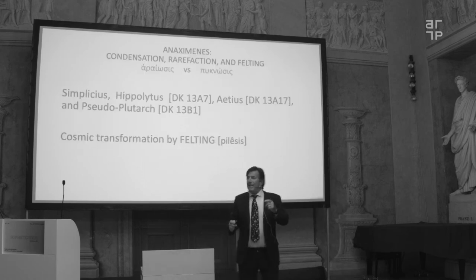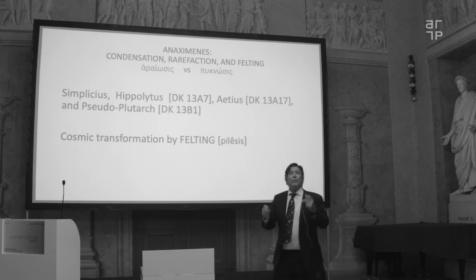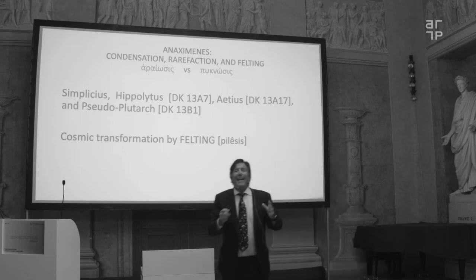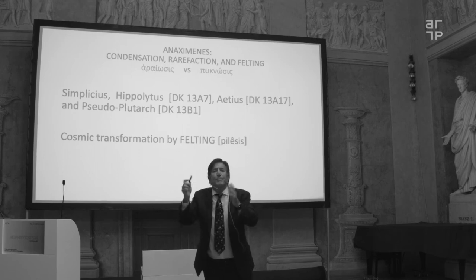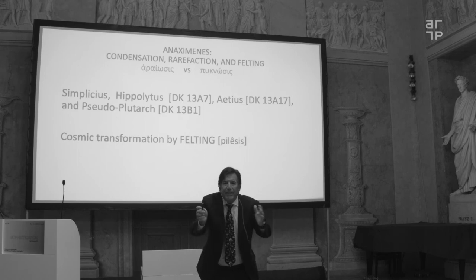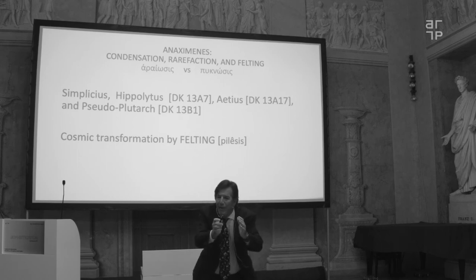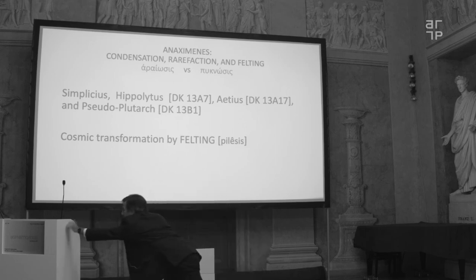Now, we have evidence from Simplicius, Hippolytus, Aetius, and Pseudo-Plutarch that goes like this for Anaximenes. When air is rarer, less pressed, it becomes fire. But when it's more pressed, when it is felted, it becomes wind. Press it more, it becomes cloud. Press it more, it becomes rain. Press it more, it becomes river and streams. Press it more, it becomes earth. Press it more, it becomes stone.